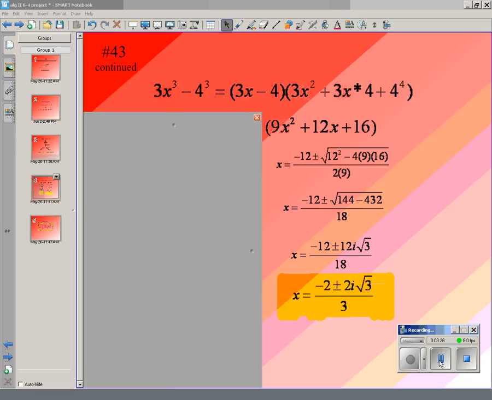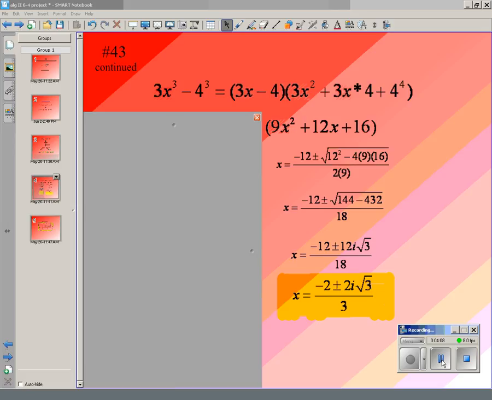As you do this problem, it then becomes x equals negative 12 plus or minus the square root of 144 minus 576, all over 18. This simplifies to x equals negative 12 plus or minus 12i times the square root of 3, all over 18. You get the i because the problem under the square root sign is negative, so a negative number under the square root sign turns into an i outside the square root.